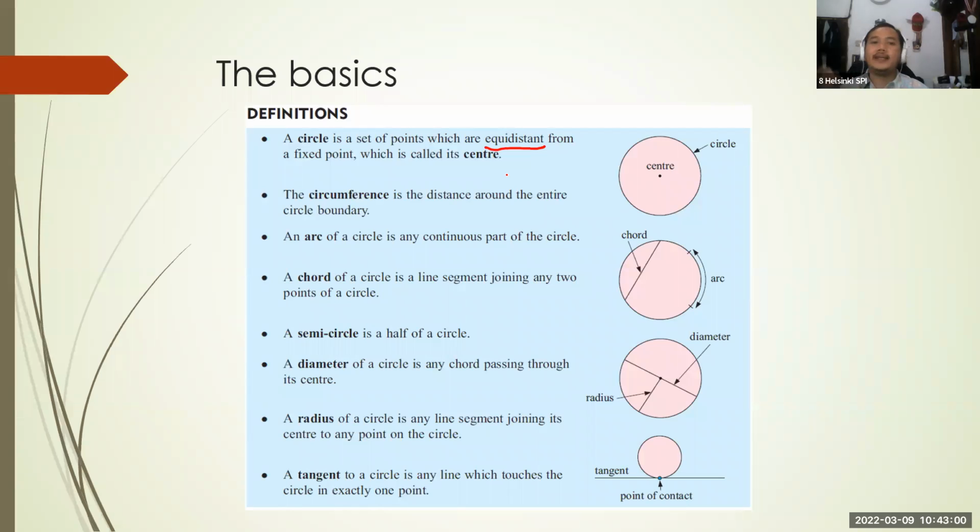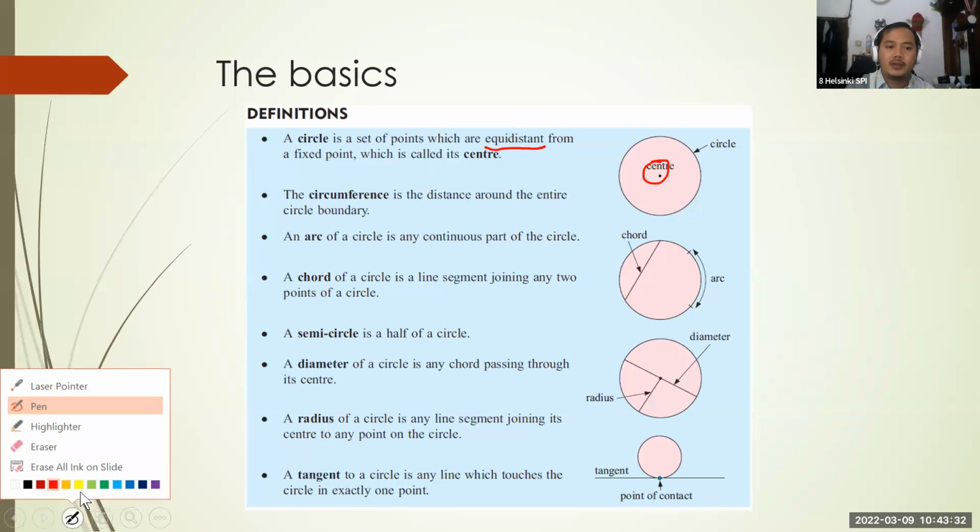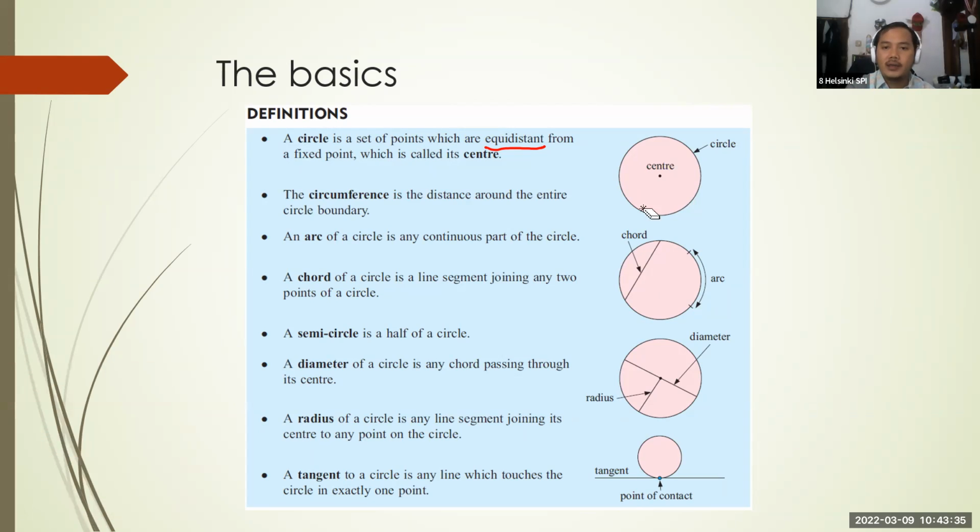So what is equidistant? Equidistant means that it has the same distance or the same length, the same thing, right? It comes from the word equal. Equi from the word equal. Distant ya distant gitu, jarak gitu ya. Jadi jaraknya sama gitu ya in Indonesia ya. So a circle is a set of points which are equidistant from a fixed point, which is called the center. So if you see that, this is what we call a center point, right? So it's exactly in the middle of the circle. That is what we call the center.